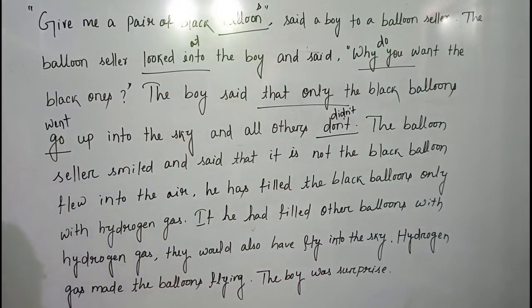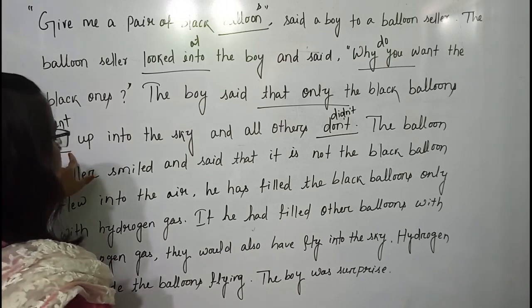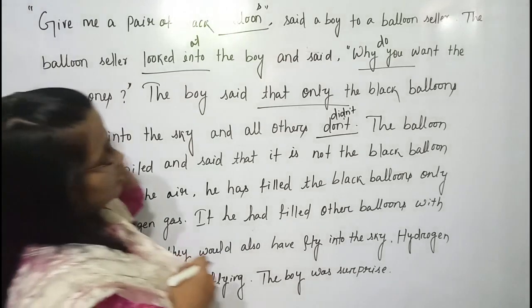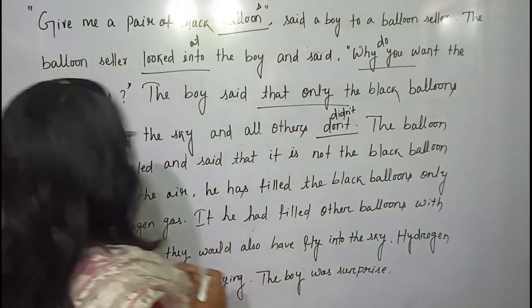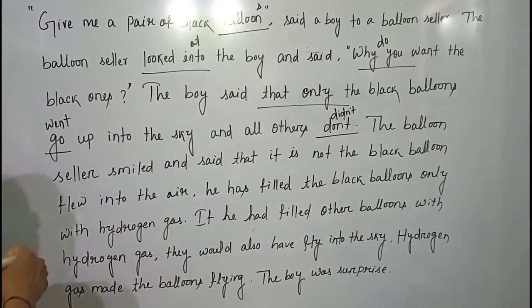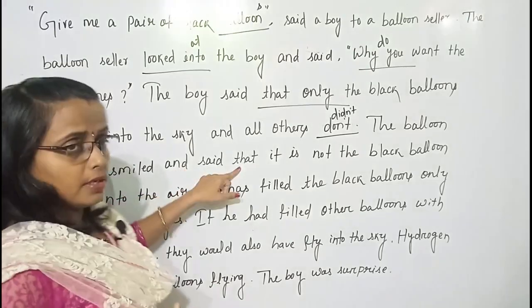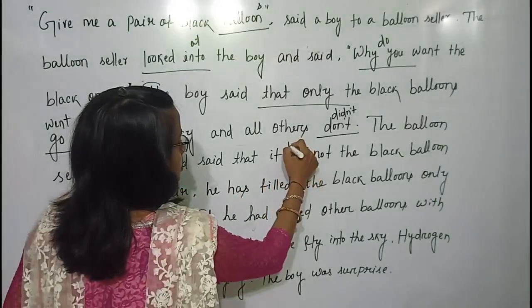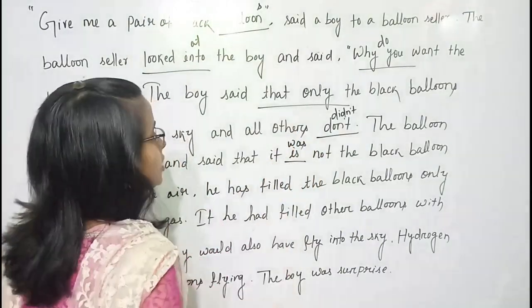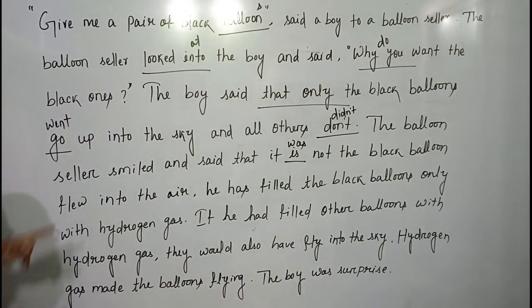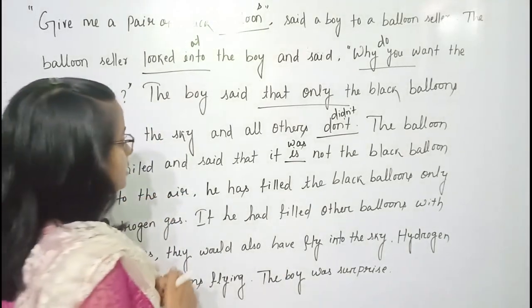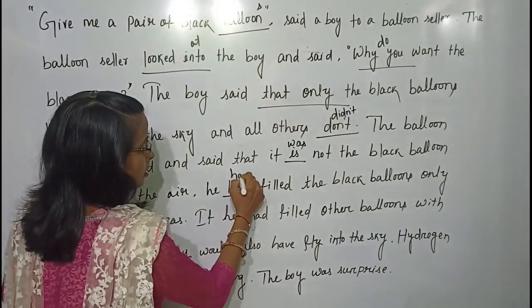Then what is mentioned? The balloon seller smiled and said that it is not the black balloon. So here go is converted into went and do not into didn't. The balloon seller smiled and said that it is not. Once again it is in indirect speech. So it is will be converted into what? It was not the black balloon flew into the air. He has filled. Has will be converted into had.